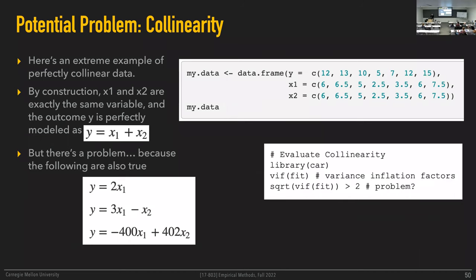So there's also a trick here. There's some one-stop function call you could apply. It's called the variance inflation factor. It's implemented in this library called car in R, and you could compute this, and it's a way of diagnosing whether or not you suffer from collinearity. And if you do, what do you do?